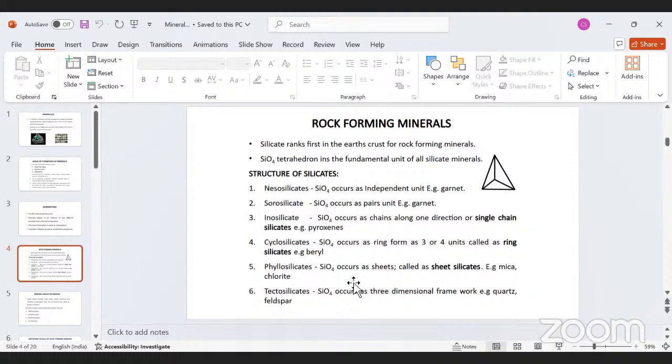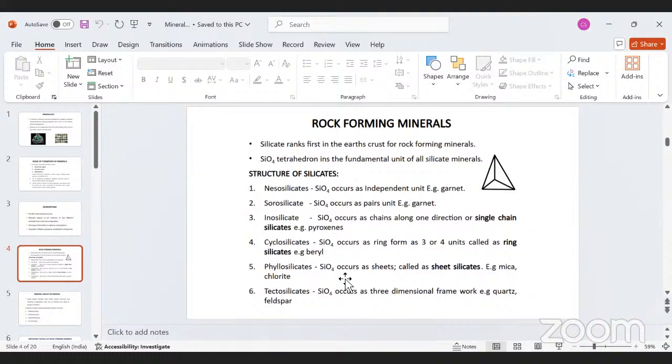inosilicate. Here the inosilicate, SiO2, occurs in chains, like a chain structure. Maybe it is a continuous formation, one silica to another, and one oxygen to another oxygen. The ratio between silica and oxygen is 1:3 in chain formation.